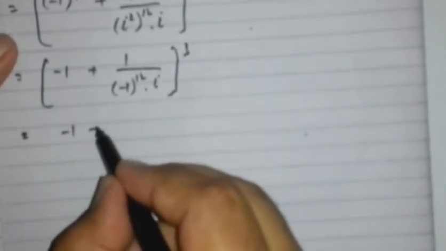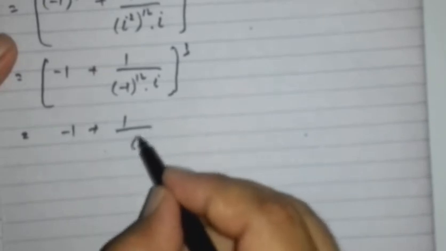Whole raised to power 3. Now minus 1 plus 1 over the minus 1 power is even, so we will get 1 into iota, we get iota, whole raised to power 3. Now take the LCM. Iota into minus 1 we get minus iota, plus 1 divided by iota whole cube. Now divide and multiply by the conjugate of this. So minus 1 plus iota divided by iota into minus iota whole cube.